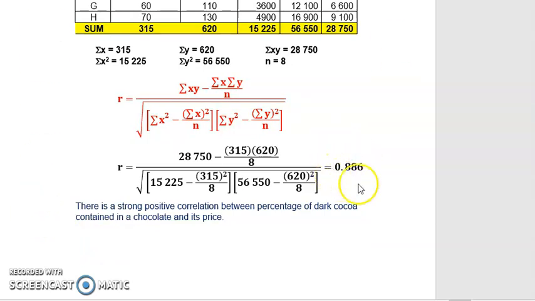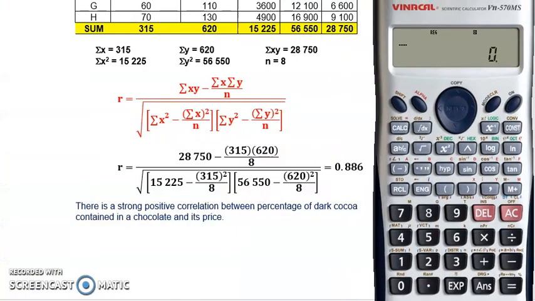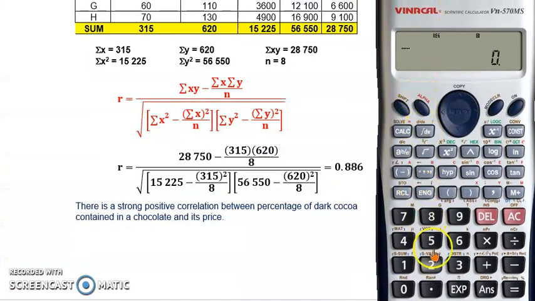This value r, we also can check from our calculator. So how to check it? You choose number 2 here, the function as VAR. So press shift 2. Press right arrow. You have another data here on the right.